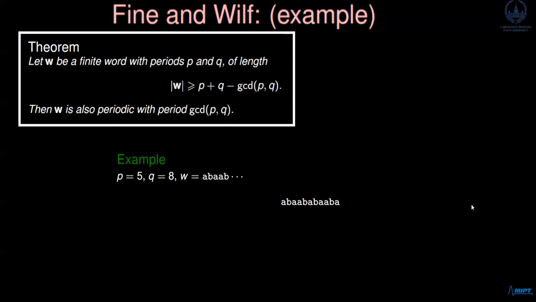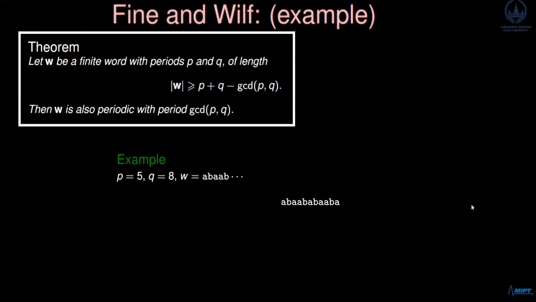In this example, we are given P which is equal to 5 and Q is 8, and the word W is ABAAB, which repeats the sequence. The word W has both periods of 5 and 8, meaning that repeating ABAAB every 5 symbols and every 8 symbols will generate the same word.